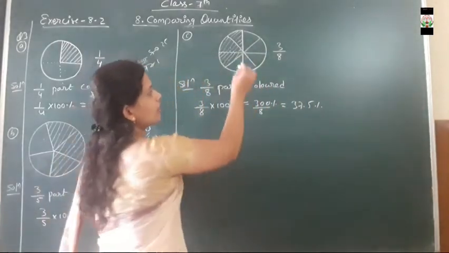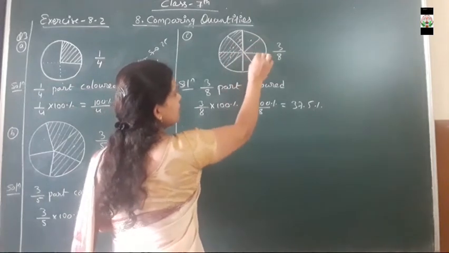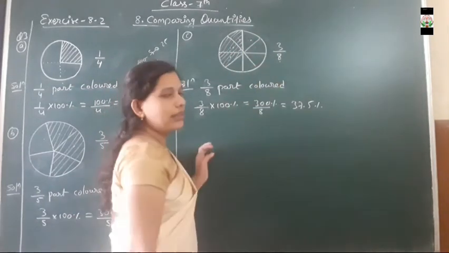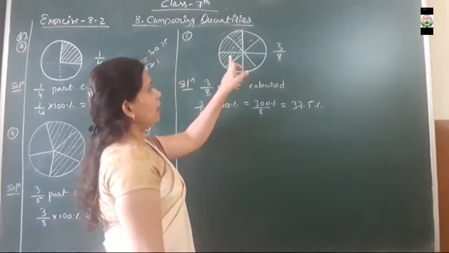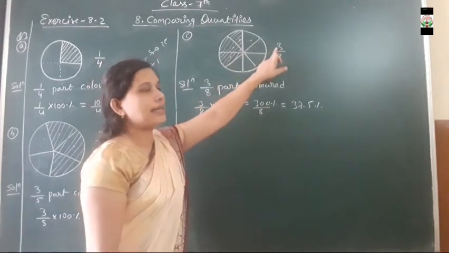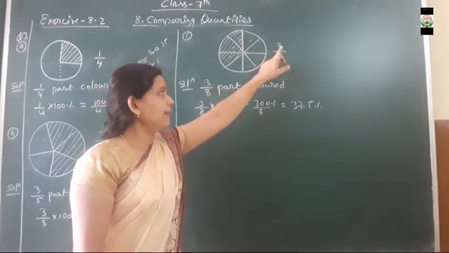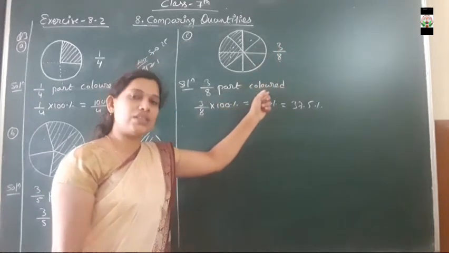Now moving towards the C part of the question. How many total parts are there? 1, 2, 3, 4, 5, 6, 7, 8. That will be written in the denominator. While how many parts are colored? 1, 2, 3. 3 parts are colored. So the fraction will be 3 by 8 part of the circle is colored.